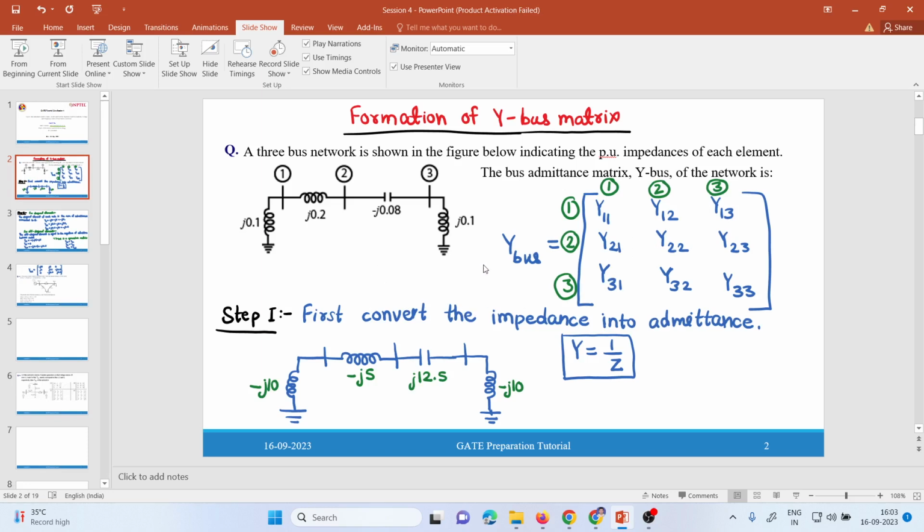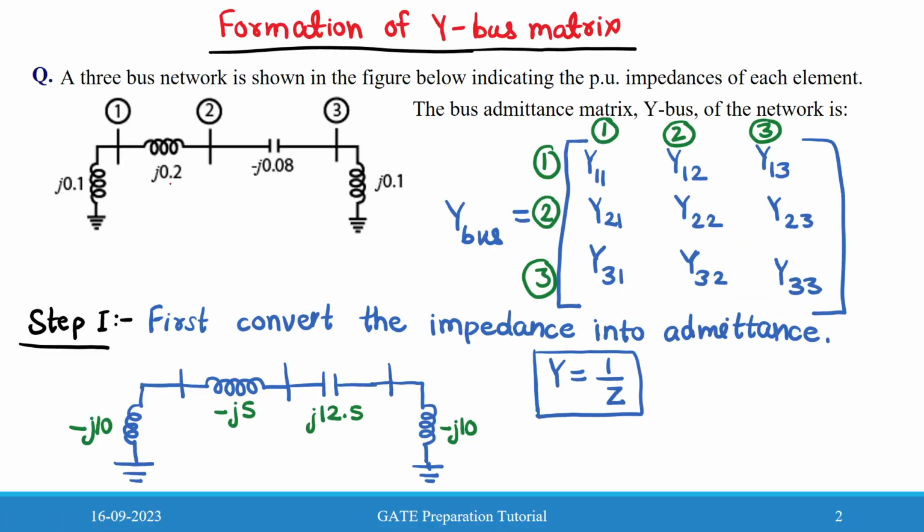First step is that you need to convert this impedance into admittance. These values are given as per unit impedance, so you first need to convert them into admittance. So this you can write like y10 and this y12. So y12 will be 1 divided by j0.2, so it will be minus j5, and similarly you can find y23, the admittance connected between the second bus and the third bus, and y30, which is the shunt element connected at the third bus. So I represented it as y30.